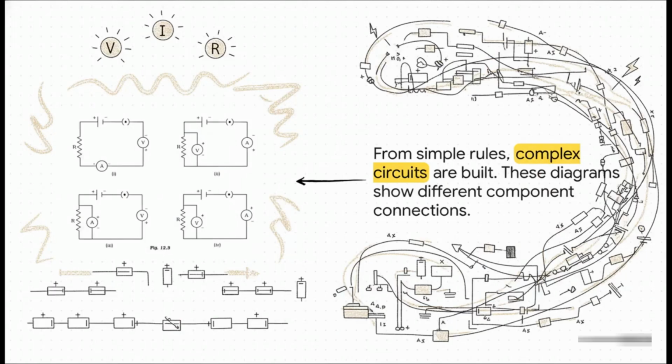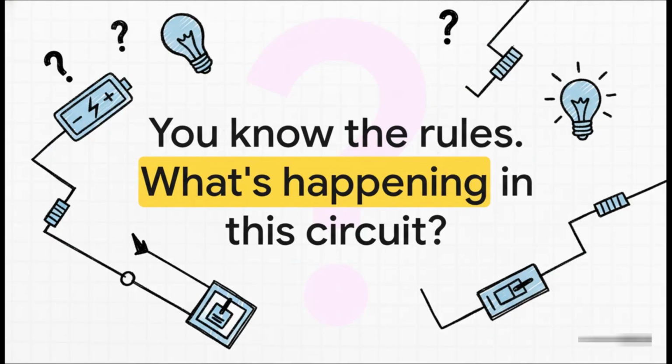So we've covered the basics: voltage, current, resistance, series, parallel. The rules themselves are pretty simple, but as you can see, once you start combining them, the possibilities for what you can build are just endless. So now that you know the rules, and more importantly, you know the common mistakes to avoid, I'm going to leave you with a little challenge. Take a good look at this circuit. You now have all the tools you need to figure it out. So, what do you think is happening here?